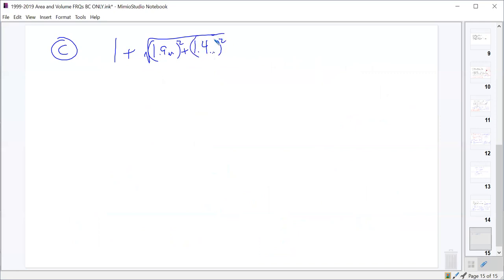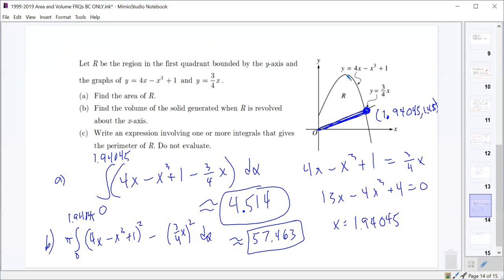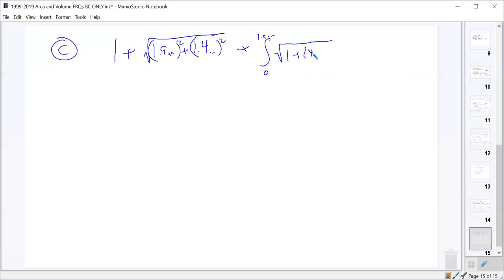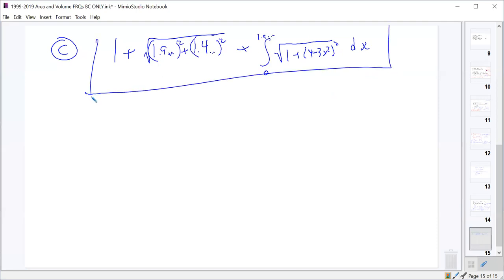I don't remember what those numbers were, but that's good enough for now. And then the last part of it should be an integral from 0 to that 1.9, whatever it was, value again, of the square root of 1 plus the derivative of our function, so 4 minus 3x squared, squared, just using the arc length formula. So that'd be what you'd do for part C. And it said you didn't need to evaluate, so that's good enough.